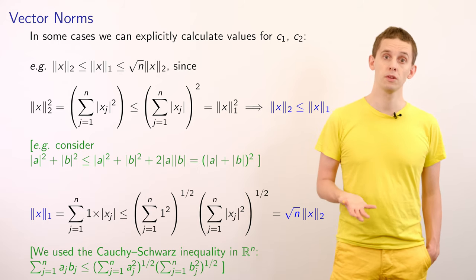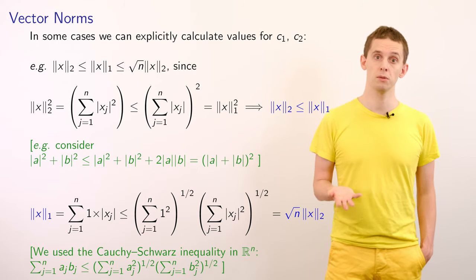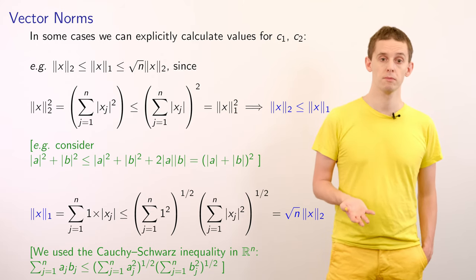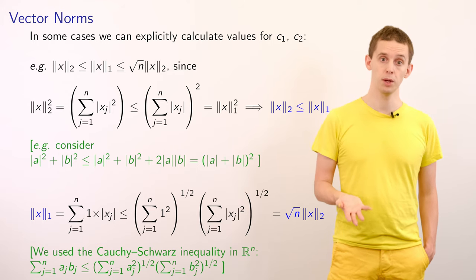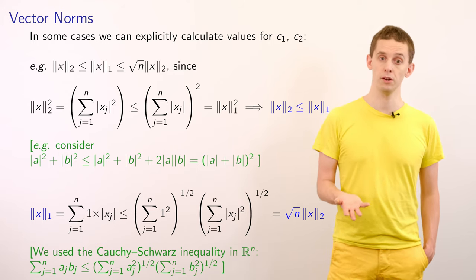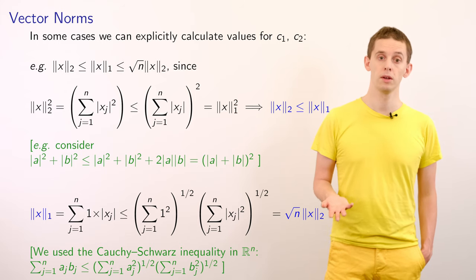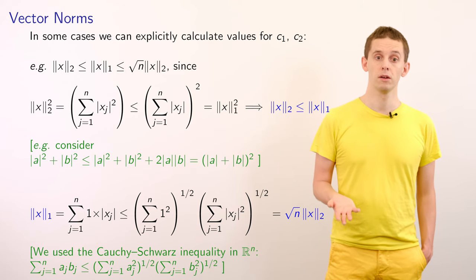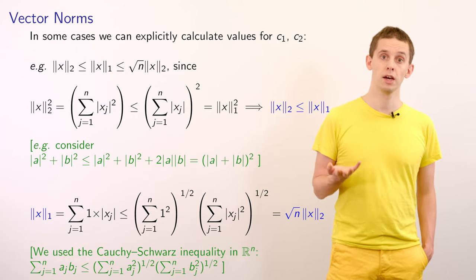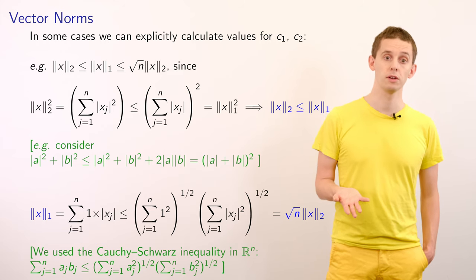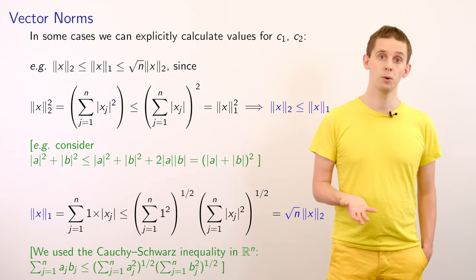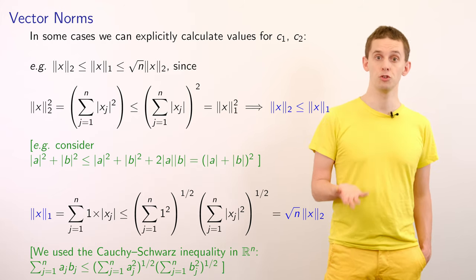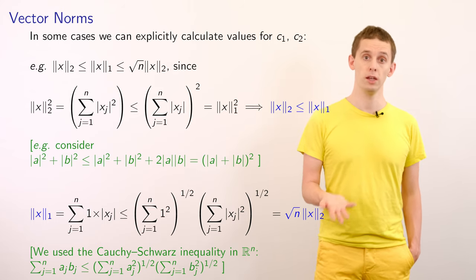So now let's look at the other inequality. If we look at the 1 norm of x, we can write that out as the sum from j equal 1 to n of 1 times the magnitude of xj. And that can be less than or equal to the sum from j equal 1 to n of 1 squared, all to the half power, times the sum from j equal 1 to n of xj squared to the half power. This expression follows from the Cauchy-Schwarz inequality. And if we now rewrite this expression, we get that it's equal to the square root of n times the 2 norm of x, which establishes the second inequality in our expression.